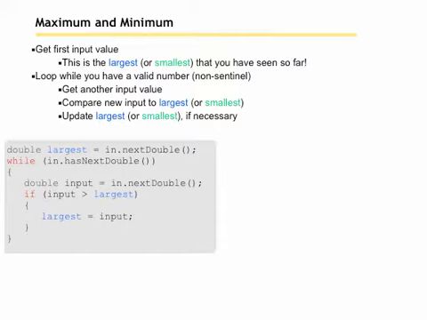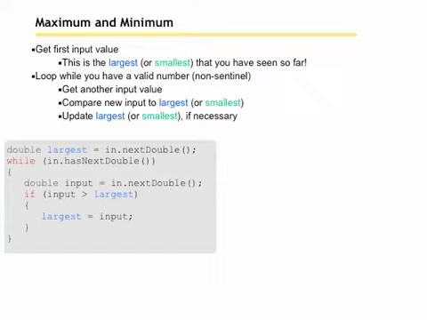Finding the minimum and the maximum. The first thing we do is we set our largest or our smallest, because it's going to be the same algorithm. We're just going to flip that greater than sign to a less than sign. So we set our variable where we're holding the largest value equal to the first thing in our list, because it is the largest that we've seen so far.